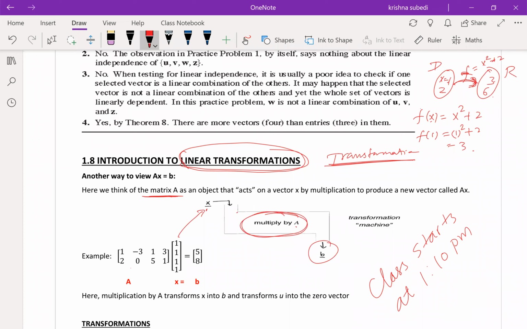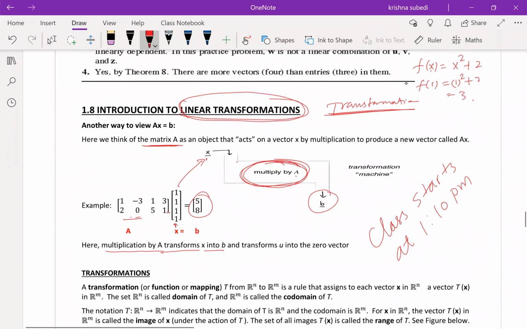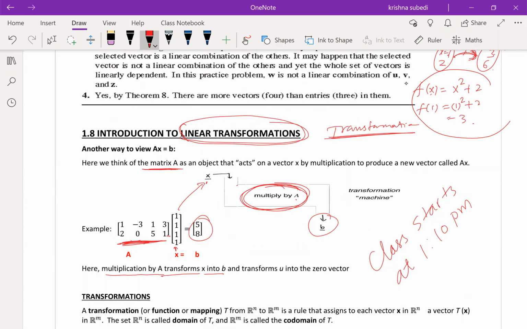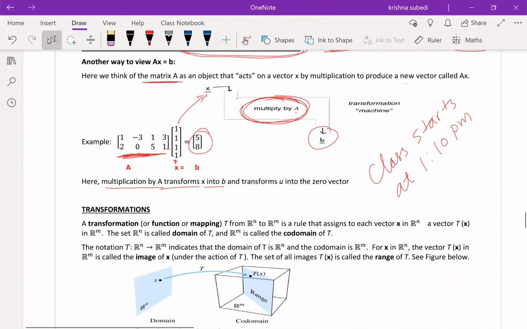It works like a machine. It works just like a function, right? So here you have A and you have x here, and when you multiply, you're going to get another thing. So multiplication by A transforms x into b. This is called a transformation. It just transforms one thing into another. So now we can consider the matrix also as a function, as a transformation, same as you did in high school. In this case, we will be focusing our attention on matrix as a transformation, matrix as a function, in other words.